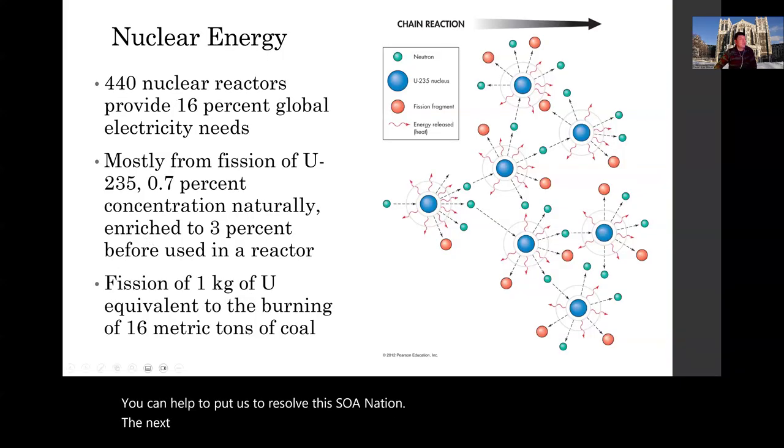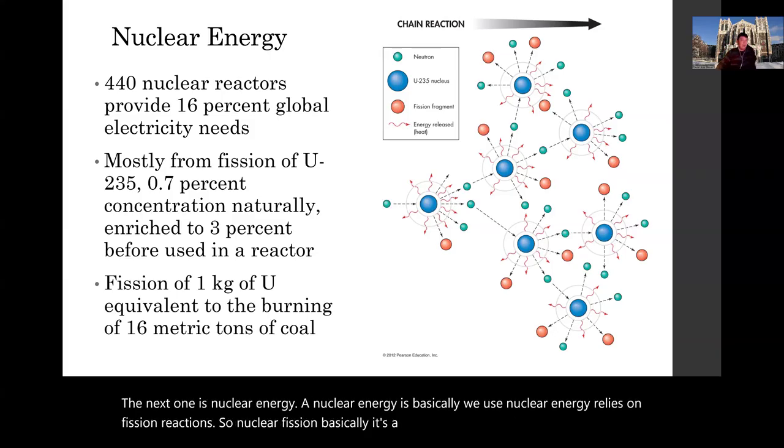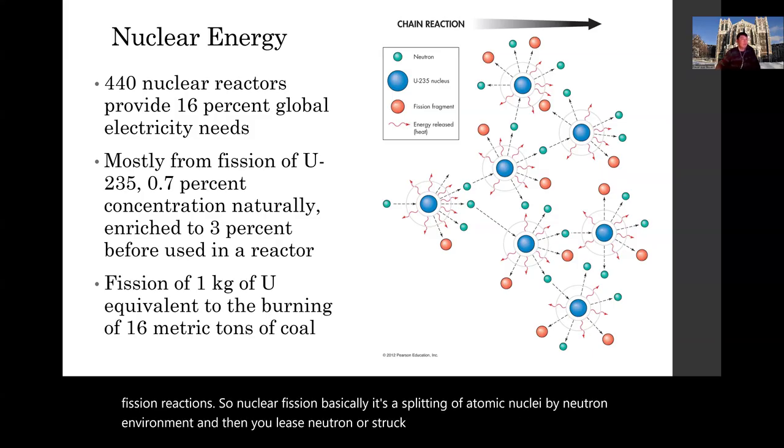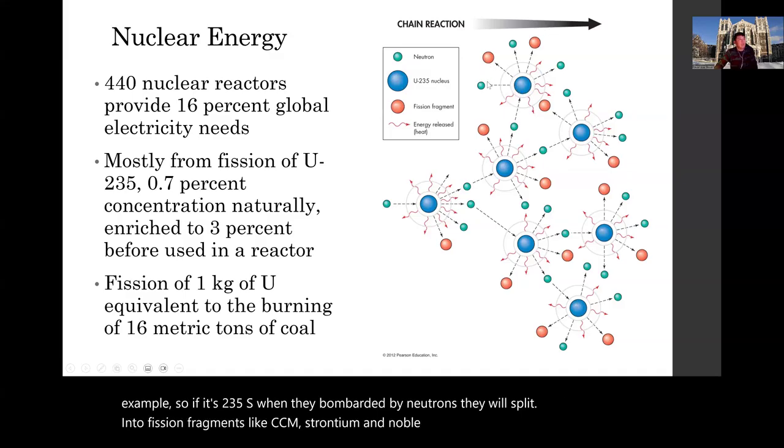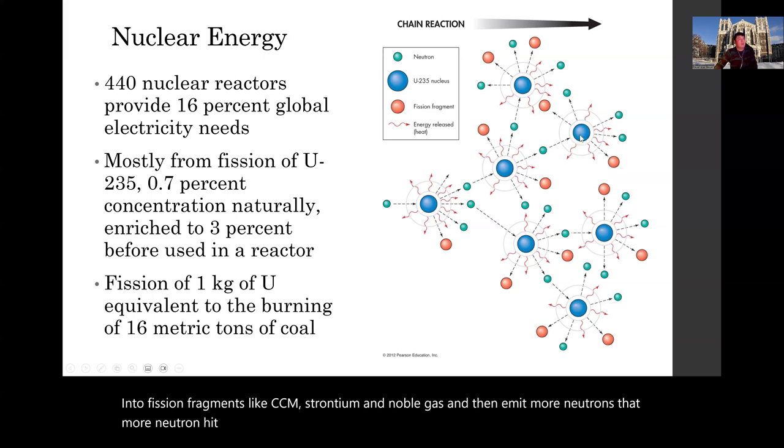The next one is nuclear energy. Nuclear energy relies on fission reactions. Nuclear fission is basically the splitting of atomic nuclei by neutron bombardment, and the released neutrons will strike other nuclei. For example, take uranium-235. When bombarded by neutrons, it will split into fission fragments like cesium, strontium, and noble gas, and then emit more neutrons. Then more neutrons hit another uranium-235, and they will split more.